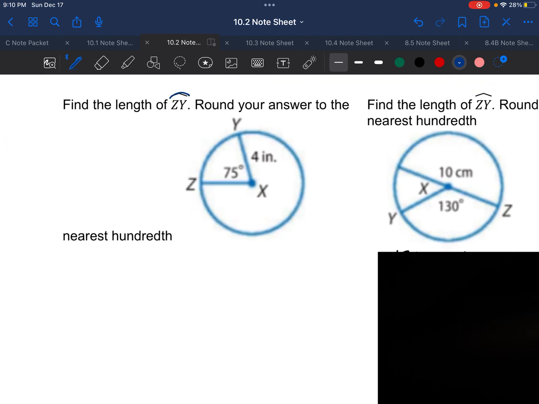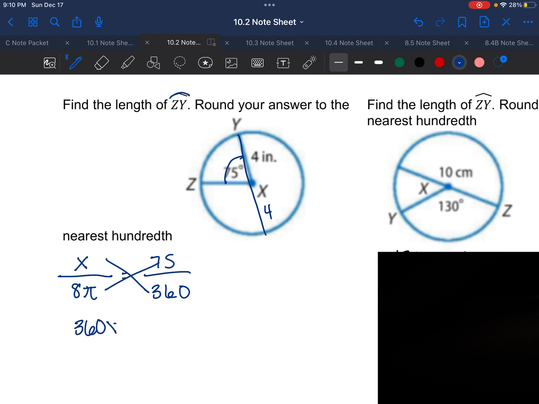Find the length of arc ZY, round your answer to the nearest hundredth. So it's arc length, don't know, over circumference. So circumference is pi times the diameter. Diameter is 4 plus 4, which is 8. So 8 pi equals the arc measure, which is just this angle measure, 75 over 360. So we cross multiply and get 360x equals, if I do 75 times 8, I think I get 600. So 600 pi.